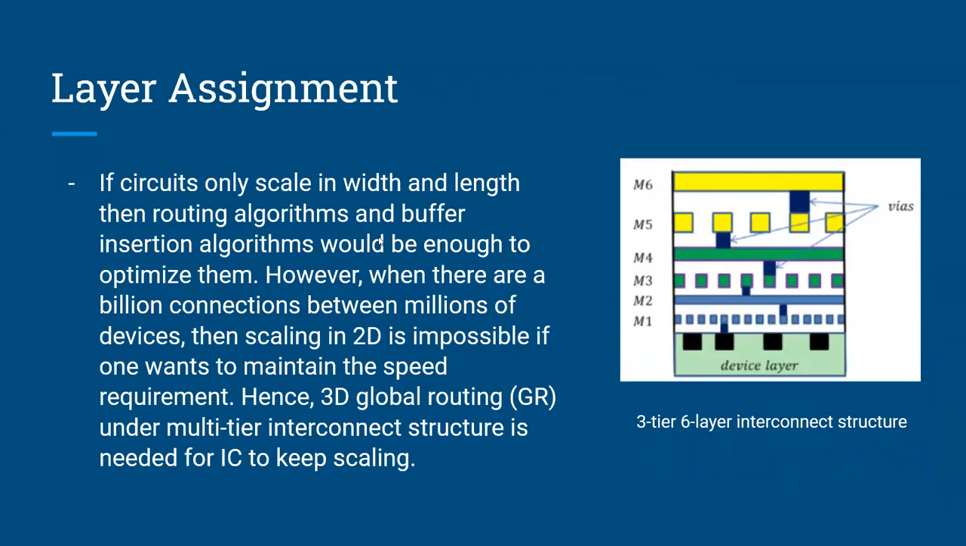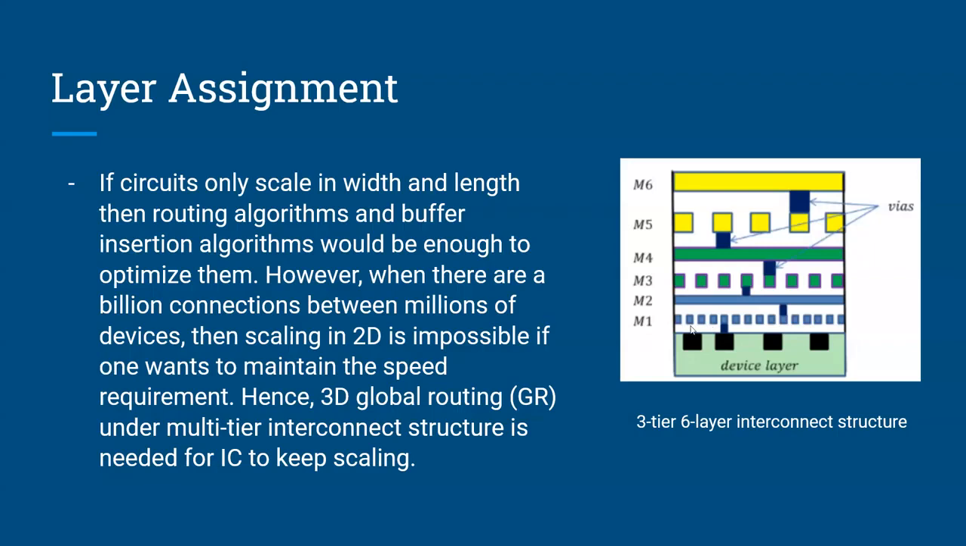So let's come to the third method, which is layer assignment. If you can imagine a circuit only scaling in width and length, then routing algorithms and buffer insertion algorithms would be enough to optimize the circuit. However, when there are billions of connections between millions and millions of devices, then scaling in 2D is impossible if you want to maintain the speed requirement. Hence, 3D global routing under a multi-tiered interconnect structure is needed for the integrated circuit to keep scaling.